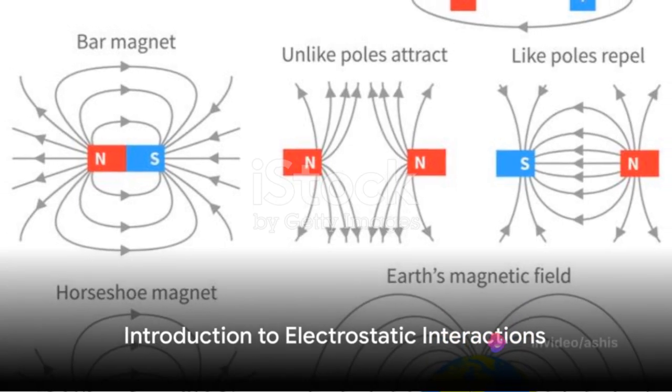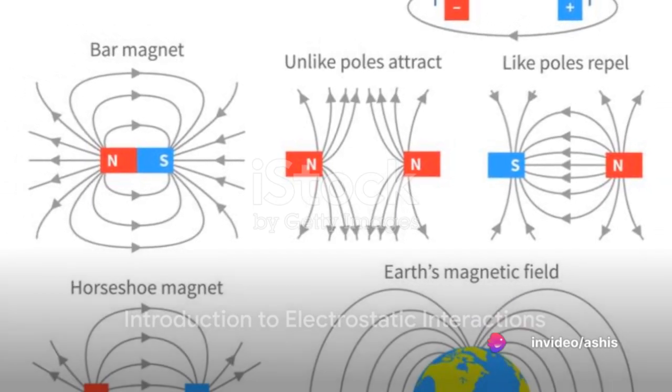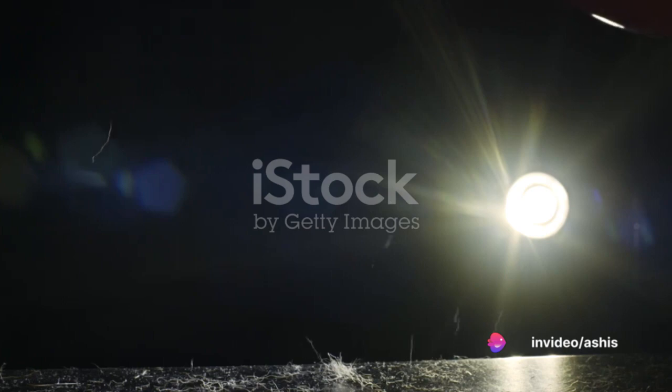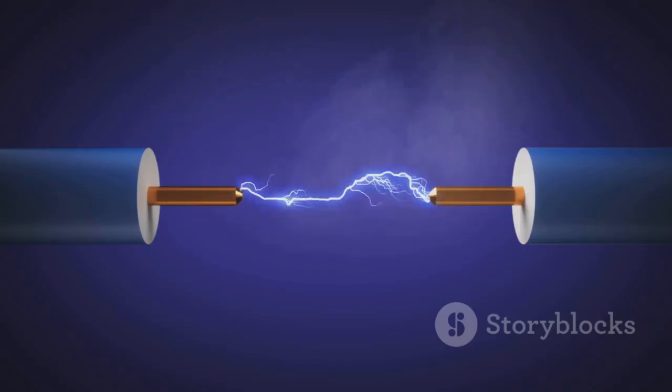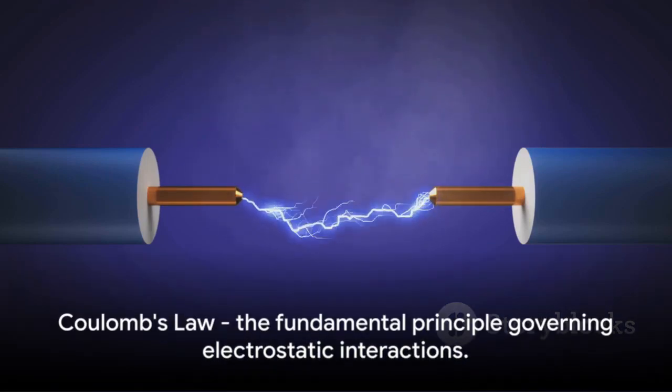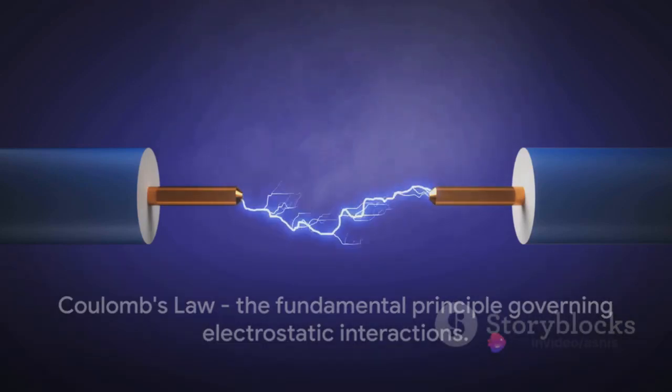Have you ever wondered why two magnets repel or attract each other? Or why your hair stands on end when you rub a balloon against it? These are all examples of electrostatic interactions, and they're governed by a fundamental principle known as Coulomb's law.